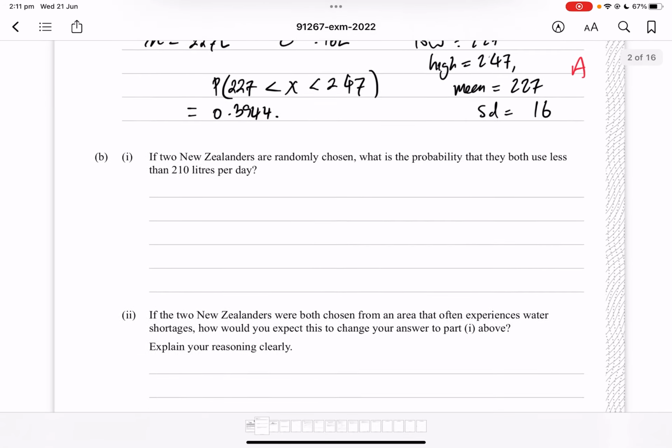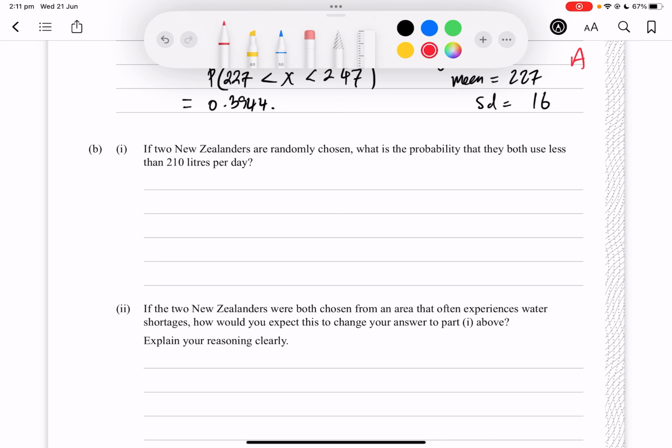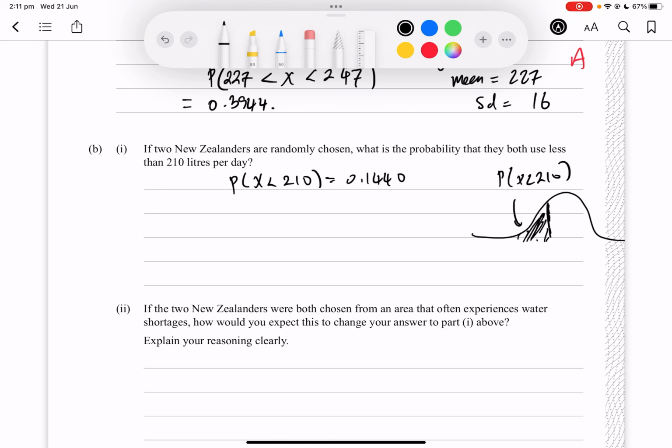Okay. So, question 2. If two New Zealanders are randomly chosen, what is the probability that they both use less than 210 liters per day? So we're going to use the same methodology to compute the probability that x is less than 210. So for a normal distribution, we're looking at 210, so it might be somewhere here, and the lower tail here, so that will be P of x less than 210. And if you use your calculator, you should get the answer of 0.1440.